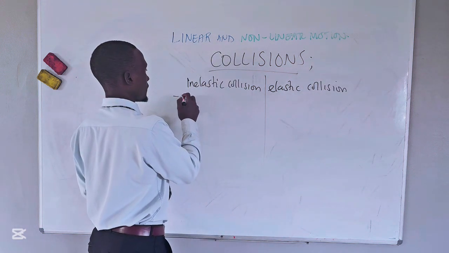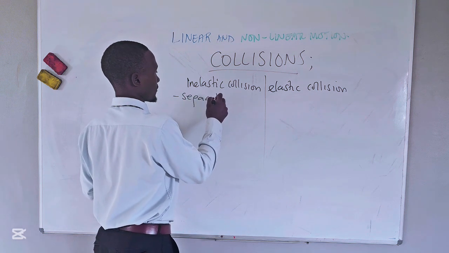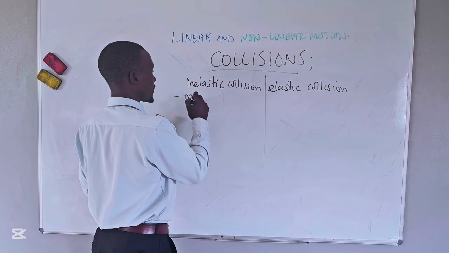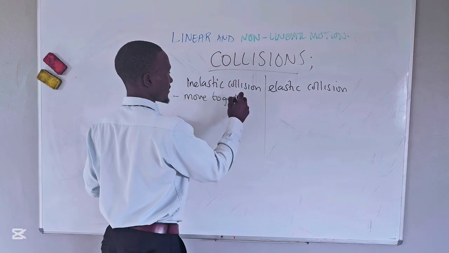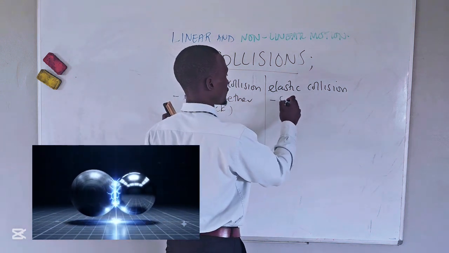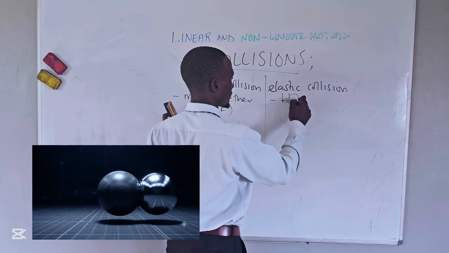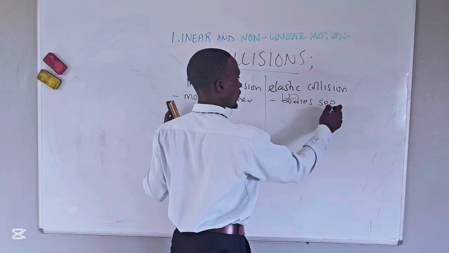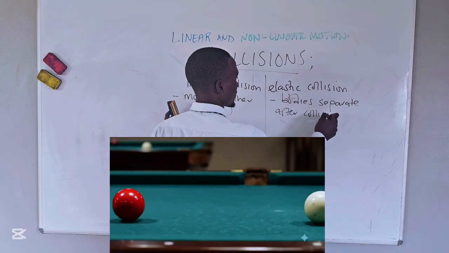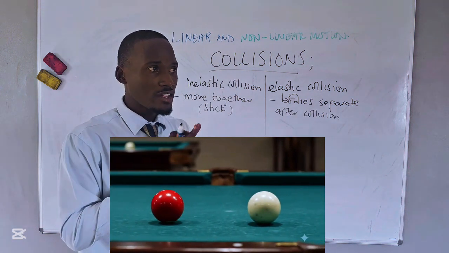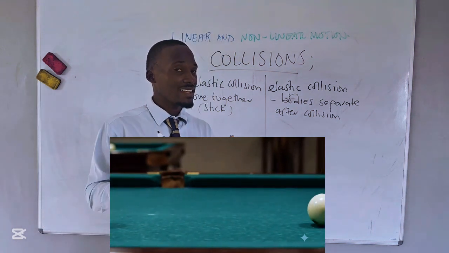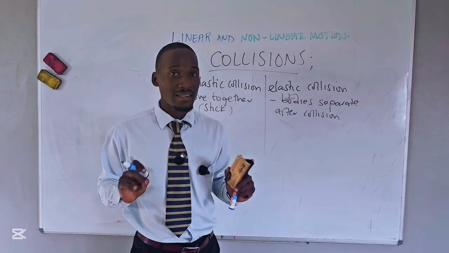So here, the bodies separate. So under inelastic, the bodies move together. They stick together. They move as one body. Whereas here, the objects or the bodies separate and each moves with its own velocity. Bodies separate after collision. However, in whatever collision you're having in life, the momentum will always be conserved, whether it is an inelastic collision or an elastic collision.